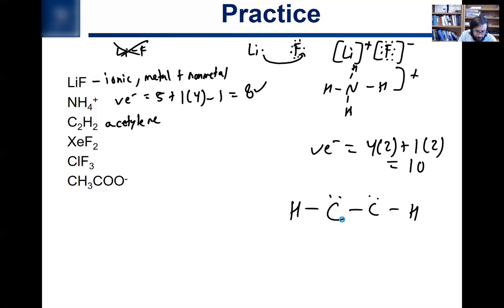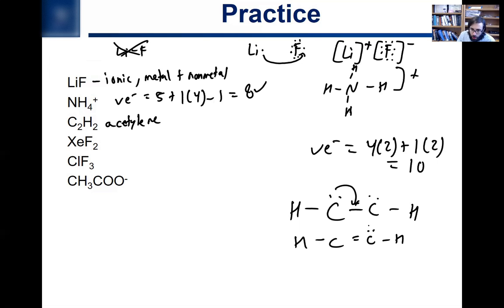So what do we do? We have to make double and triple bonds. So let's try to make a double bond. We move those electrons in. What happens? Now we look like this. Okay, and that's looking better. This carbon is still not happy because it has 2, 4, 6, not an octet. But this carbon's happy, 2, 4, 6, 8.